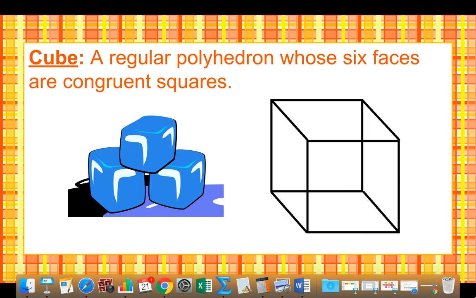And so we have been looking at cubes for many, many years. And a cube is actually a regular polyhedron. And we call it a regular polyhedron because all of the faces are congruent squares. And there are other regular polyhedra as well.